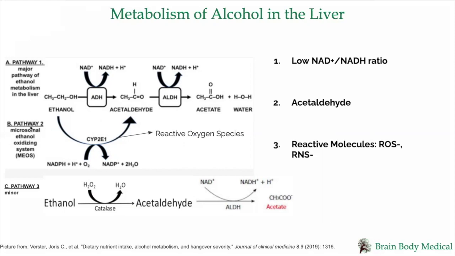In pathway 2, you use the enzymes from the cytochrome P450 system. You use the CYP2E1 enzyme. This uses NADPH. This is a kind of B vitamin, and you generate NADP+, and then you generate reactive oxygen species. These reactive molecules are very problematic for the body because these molecules have an unpaired electron, and an electron does not like to be single.